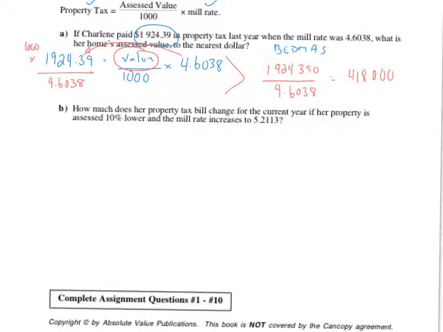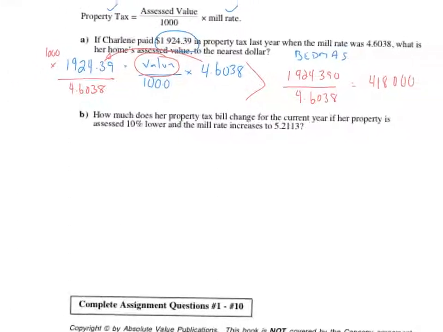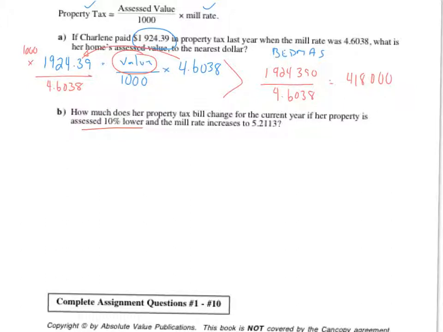How much does her property tax bill change for the current year if her property is assessed 10% lower and the mill rate increases to 5.2113? So the first thing we need to figure out is her new assessed value. 418,000 was her previously assessed value. Now we multiply it by 90% or 0.9, because it's gone down 10%, so we're left with 90% of it. The new assessed value is going to be $376,200, and we can use that in our equation.